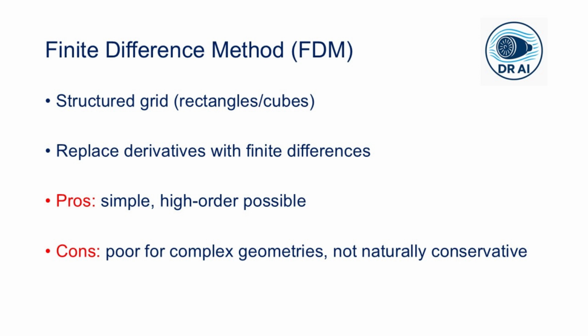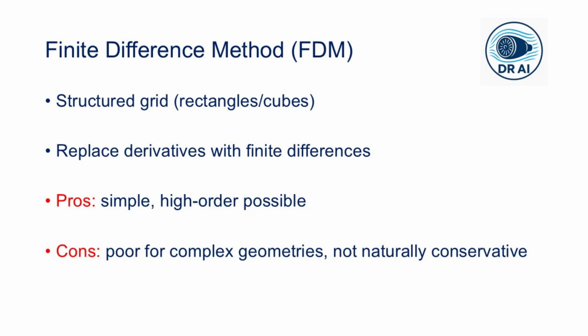So we move on to the grid methods: FDM, FVM, and FEM. Now that we have finite differences, let us talk about the methods that use them. The finite difference method, FDM, is the oldest and conceptually simplest. You overlay a structured grid, usually rectangles or cubes, onto your domain. At each grid point, you replace each PDE derivative with a finite difference approximation. The result is a system of algebraic equations that you solve.